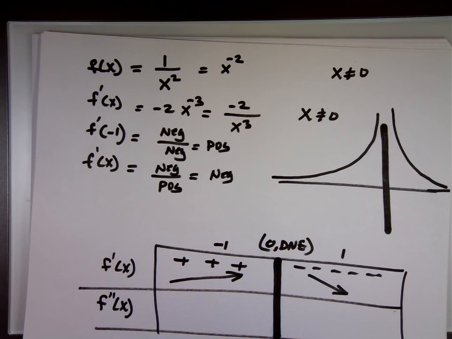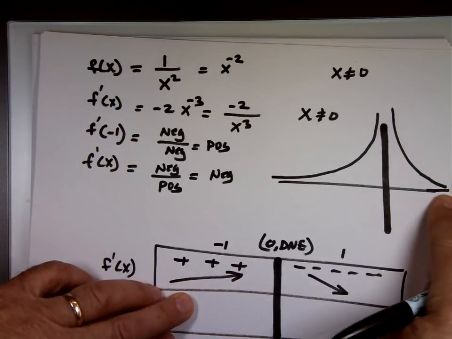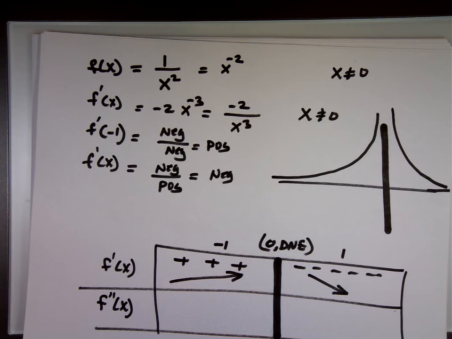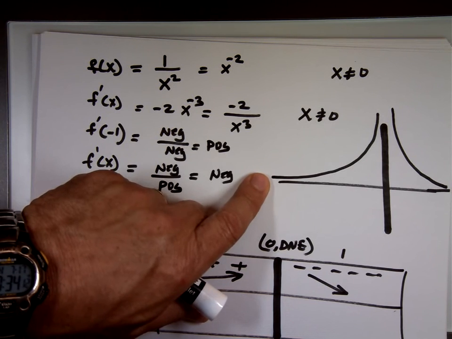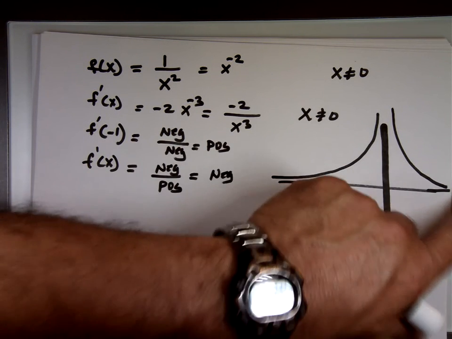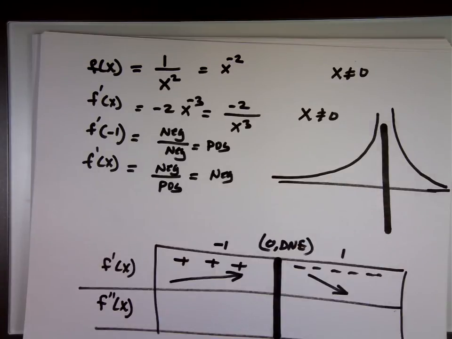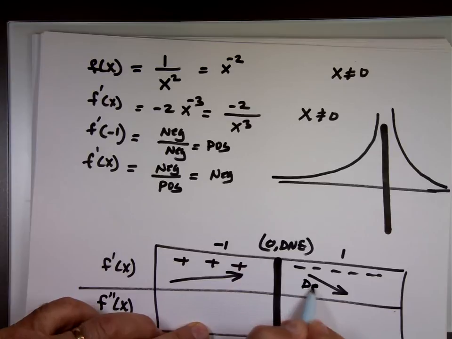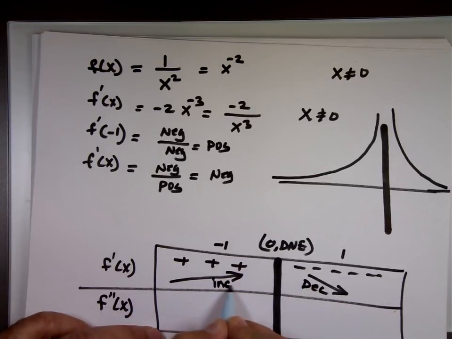If I did 1 over x, it might look like what we did before, with 1 on the bottom here, where it's always increasing. But you still have to write increasing from minus infinity to 0 and from 0 to infinity, because there's a hole between them. So now let's bring in the second derivative, section 4.4.